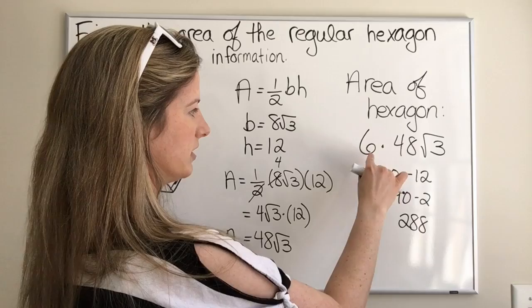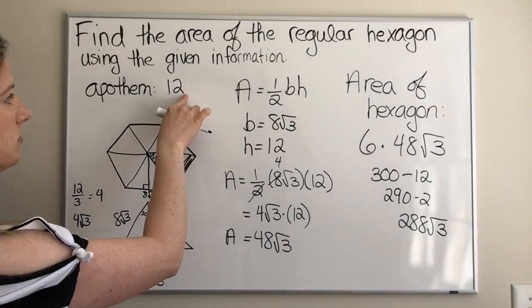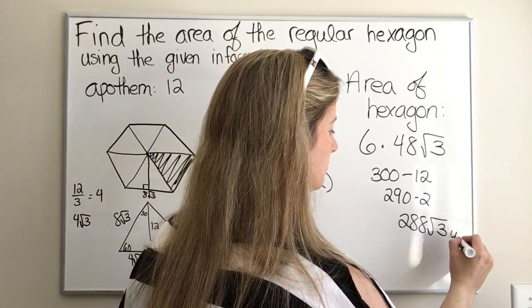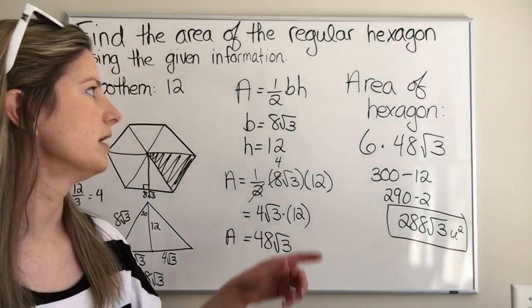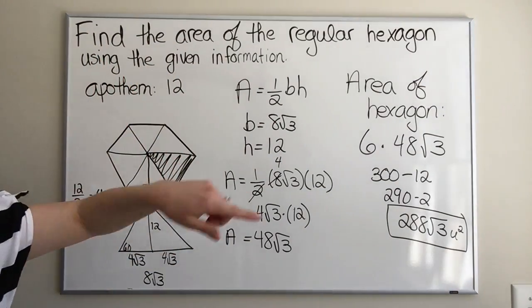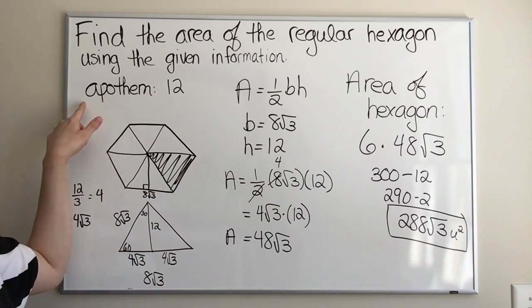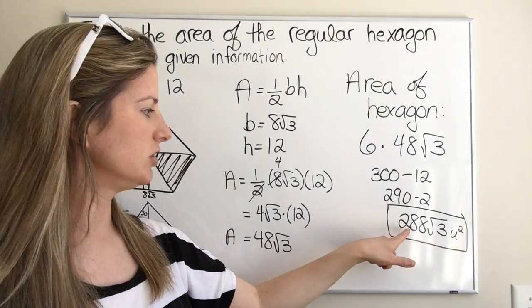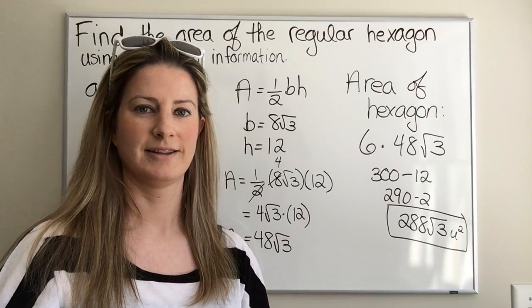And then, of course, that was 6 times 48, so we need the √3. And then we do not have units here, so we're just going to do units squared. Boom. So there's your answer. The area of the regular hexagon, when we know the apothem is 12, is going to be 288√3 units squared. There you go.